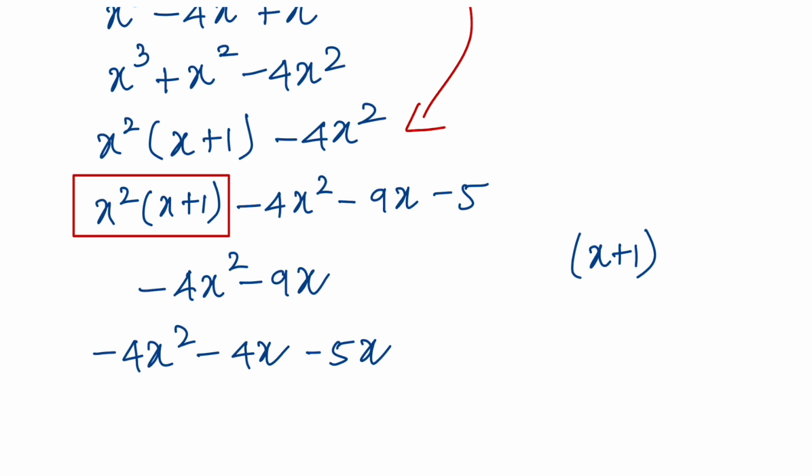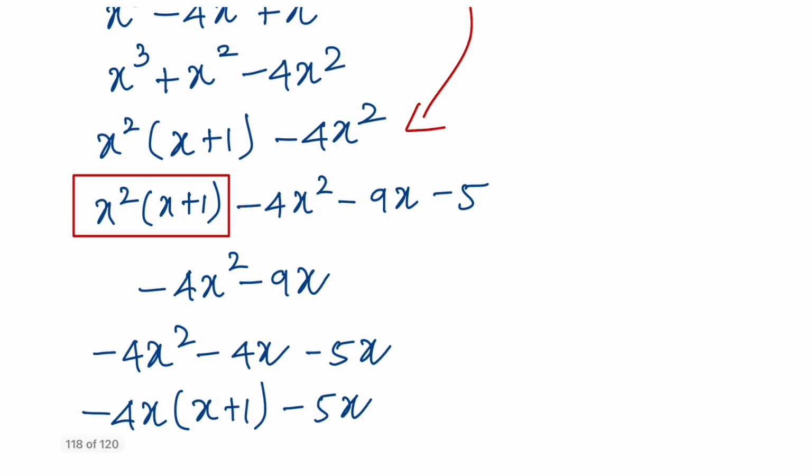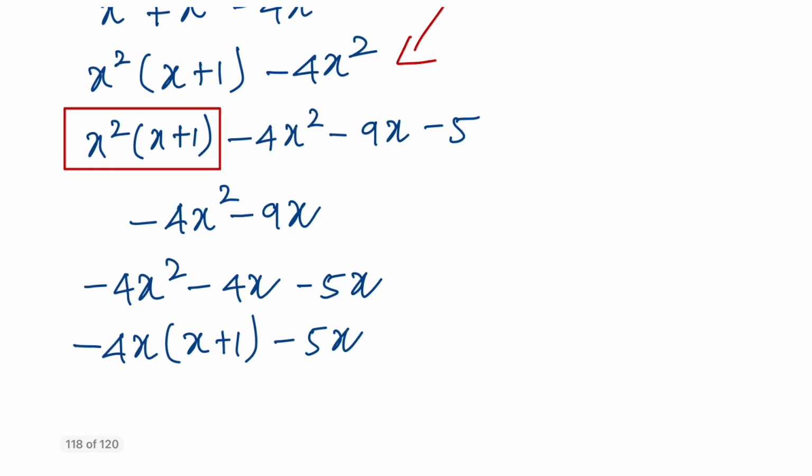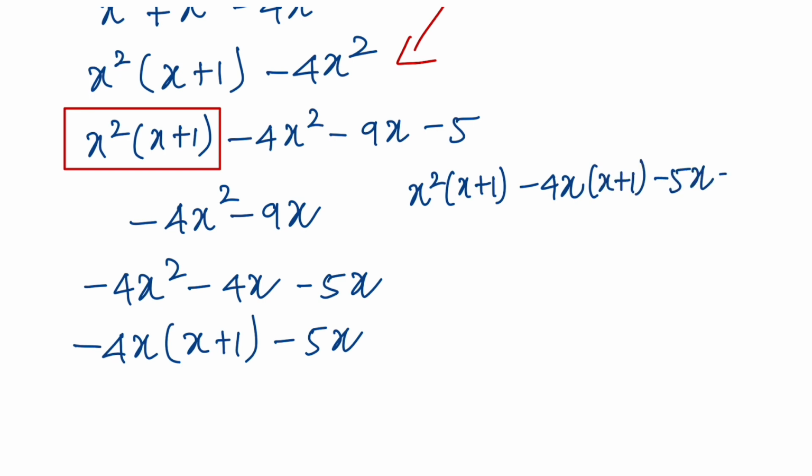Okay, now from the first two terms you can take minus 4x as a common factor and that leaves you with x plus 1, and the next term can remain that way itself. Okay, minus 4x into x plus 1 and minus 5x. So that is what we have done now. Now I'm just going to rewrite this here. We don't have enough space now. Okay, so x squared into x plus 1 minus 4x into x plus 1 minus 5x minus 5. Now we have two terms that don't have x plus 1.